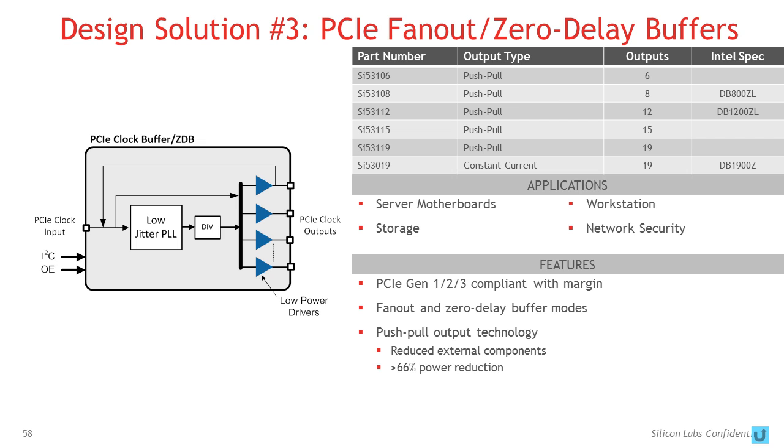The Cavium ThunderX clock tree solution presented today also included our brand new SI53112 low-power PCI Express Gen 3 clock buffer. This device is part of a whole new family of low-power PCI Express Gen 3 buffers that utilizes our push-pull output buffer technology. We offer devices ranging from 6 to 19 outputs within this new family, which are fully Gen 1, Gen 2, and Gen 3 compliant, with jitter performance well within the max specifications set by the PCI SIG.